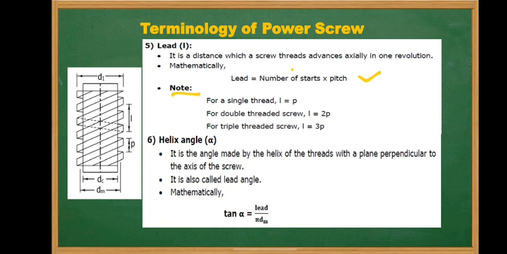It is the angle made by the helix of the threads with a plane perpendicular to the axis of the screw. It is also called lead angle. Mathematically, it is calculated by using tan alpha = lead / (pi dm), where dm is the mean diameter of the thread. So this is all about the power screw.